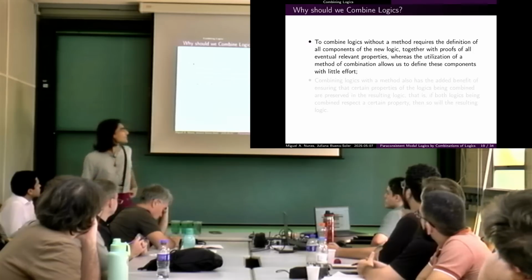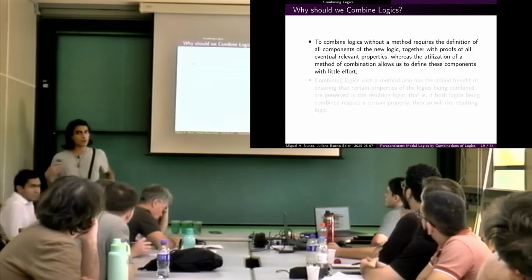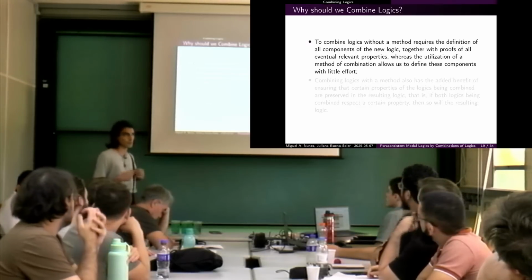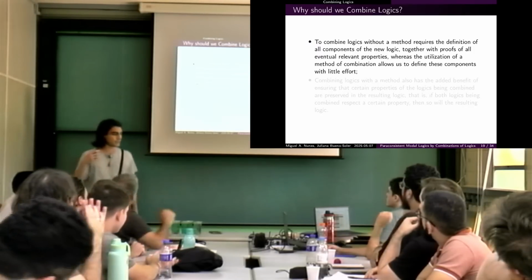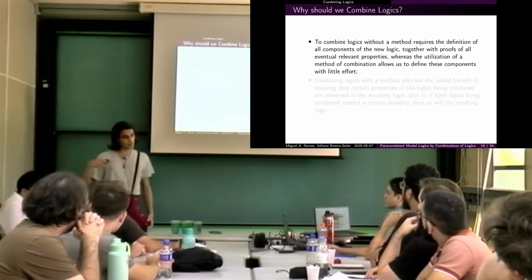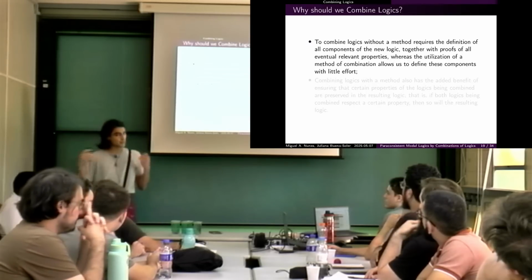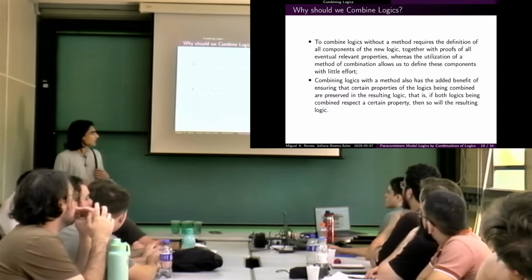To combine logics without a method requires the definition of all components of this new logic, together with proofs that all relevant properties are valid. So I need to define the new language, a new syntax, and new semantics. I need to prove, once again, soundness, completeness, and everything else that I want. And this is not without effort.